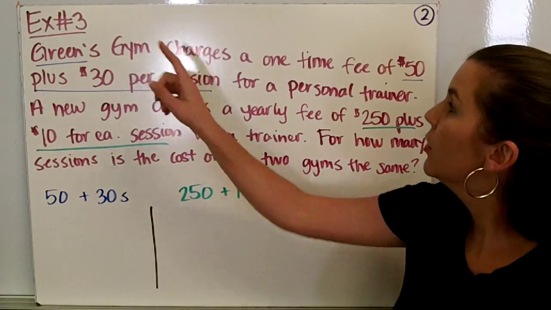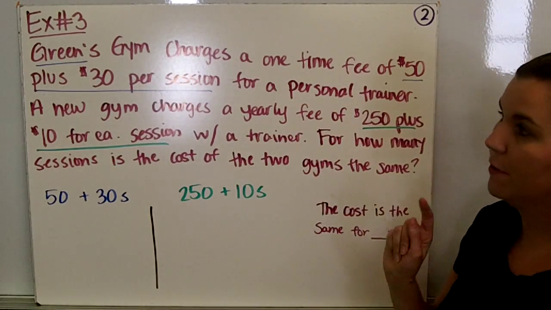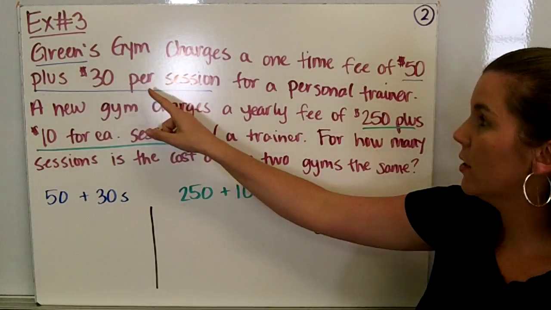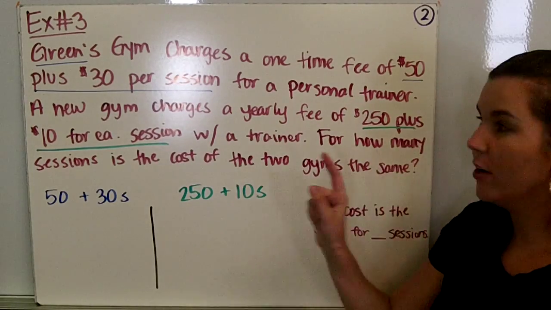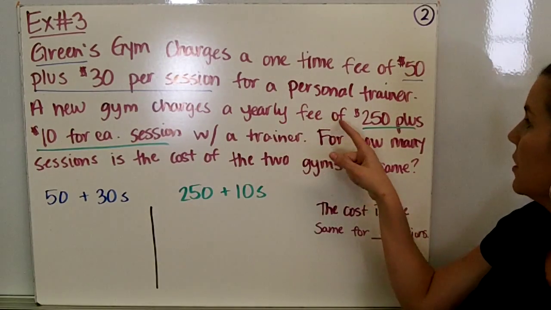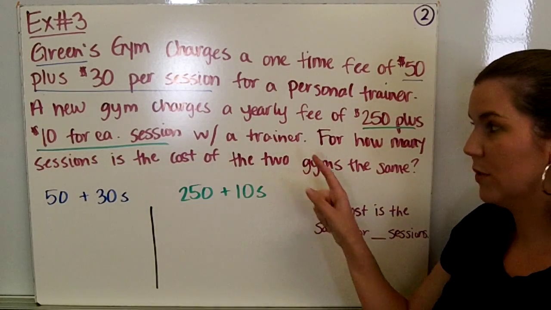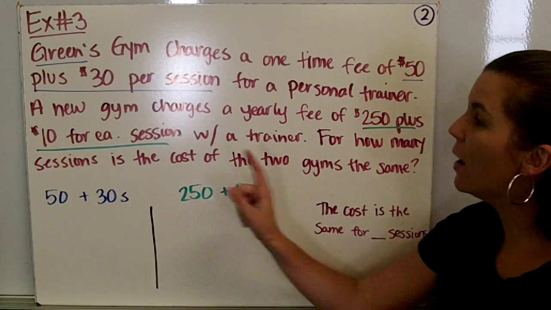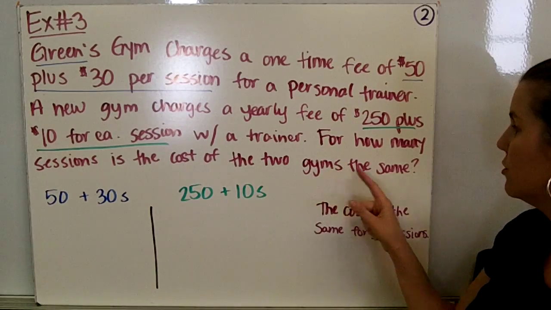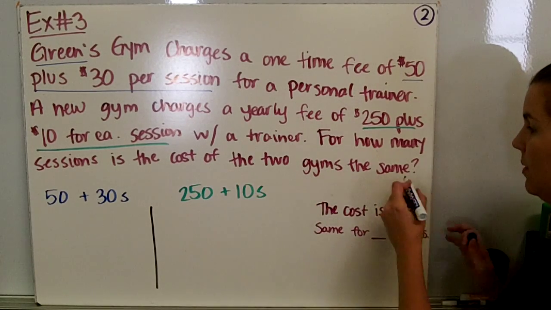Example number 3. Green's Gym charges a one-time fee of $50 plus $30 per session for a personal trainer. A new gym charges a yearly fee of $250 plus $10 for each session with the trainer. For how many sessions is the cost of the two gyms the same?